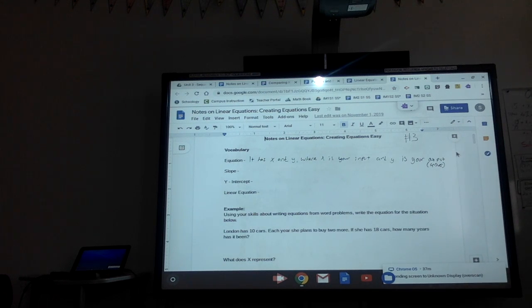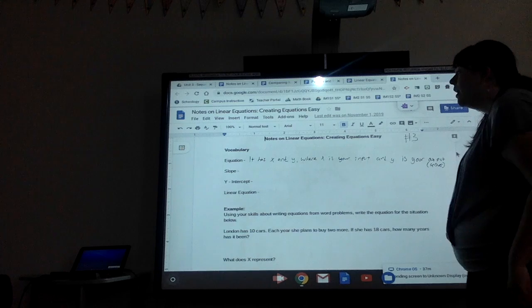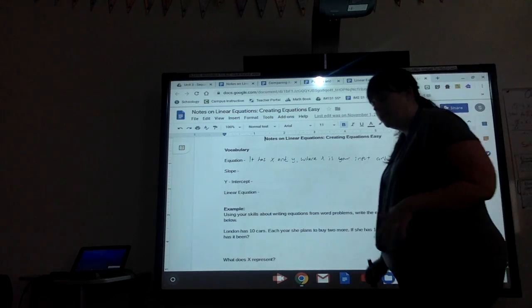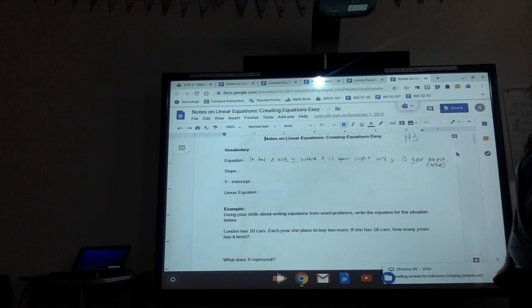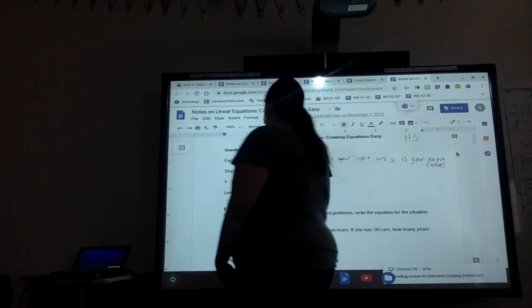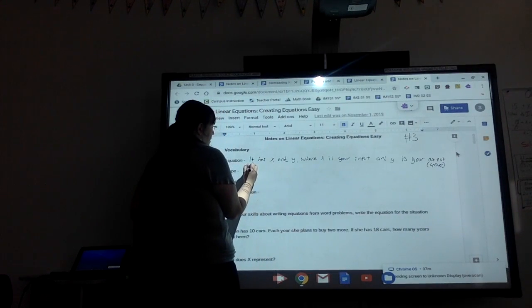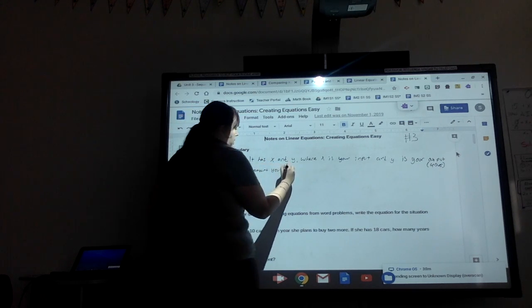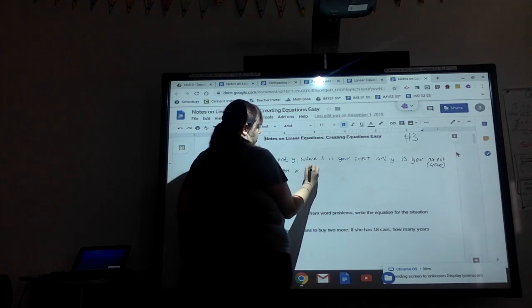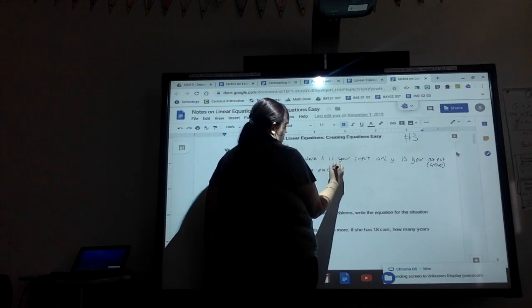And so linear equations have two parts. They have slope, and slope was our last lesson. If you remember, slope tells you how much you're getting each time. So slope is the amount you get or lose. You can lose stuff each time.